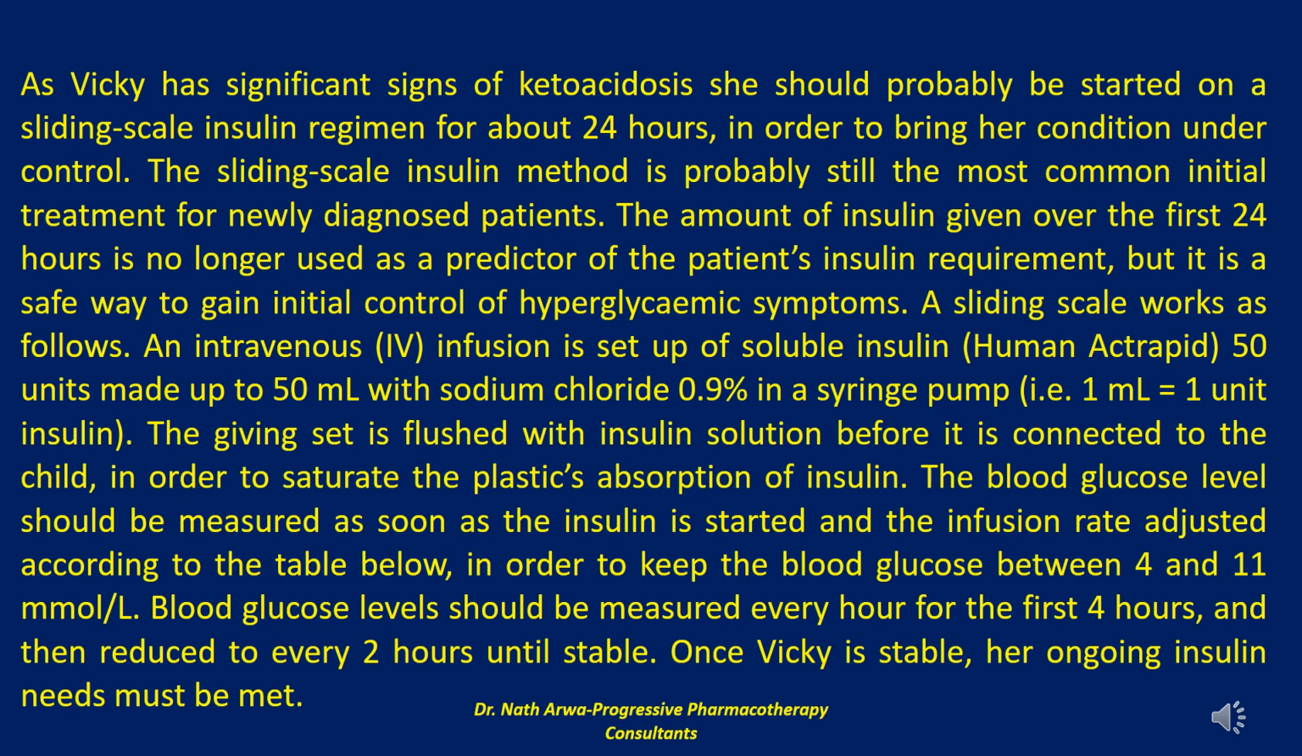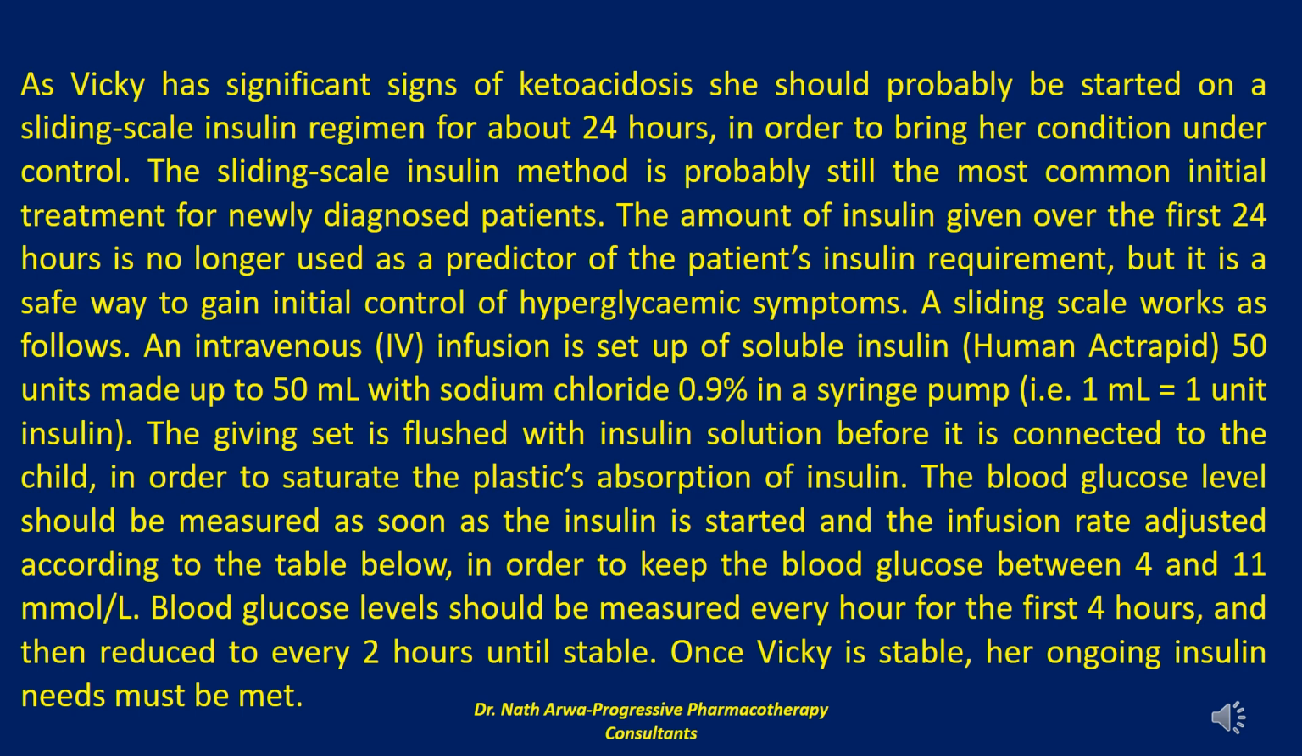The sliding scale insulin method is probably still the most common initial treatment for newly diagnosed patients. The amount of insulin given over the first 24 hours is no longer used as a predictor of the patient's insulin requirement, but it is a safe way to gain initial control of hyperglycemic symptoms. A sliding scale works as follows.